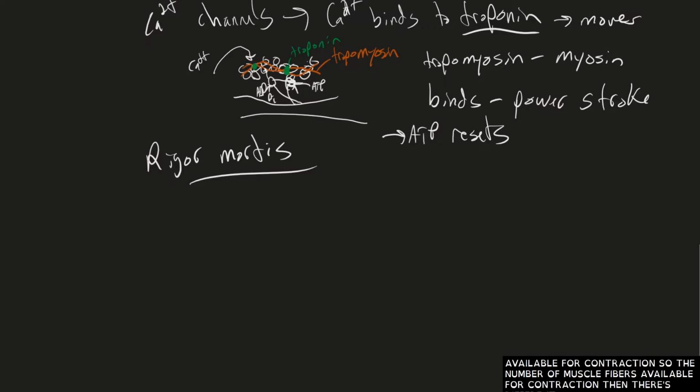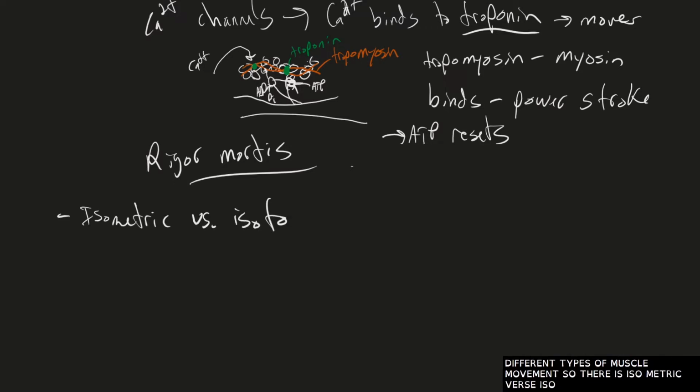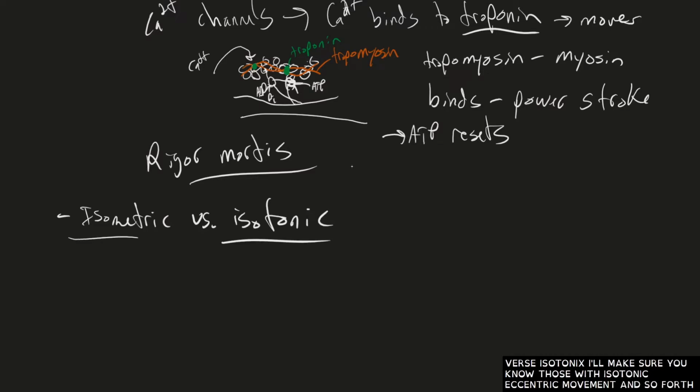Then there are different types of muscle movement: isometric versus isotonic. So make sure you know those. Isotonic includes eccentric movement and so forth. Isometric has no movement. That's like carrying your groceries in, but that doesn't mean you're not applying a force.